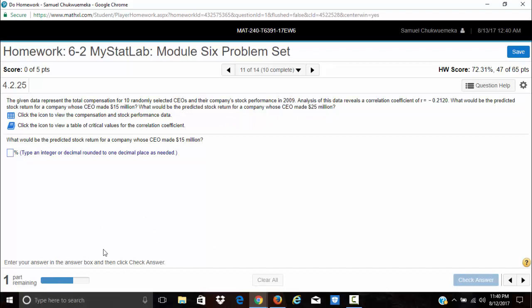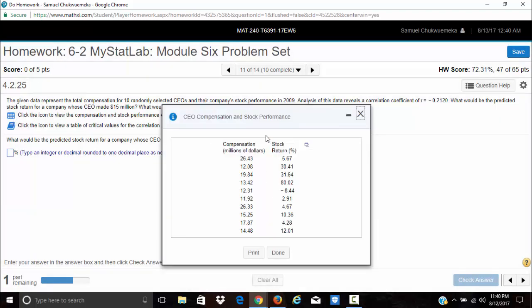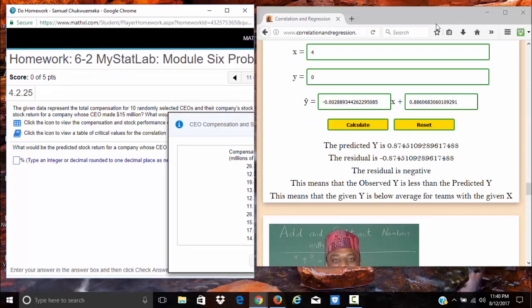Let's go ahead and remember, for us to get predicted Y, there has to be a relationship. Once there is a relationship between the variables, then we find the least squares regression equation. Then we can now find the predicted Y. So let's first of all find out whether there's a relationship. They gave us the correlation coefficient, but let's solve this question.